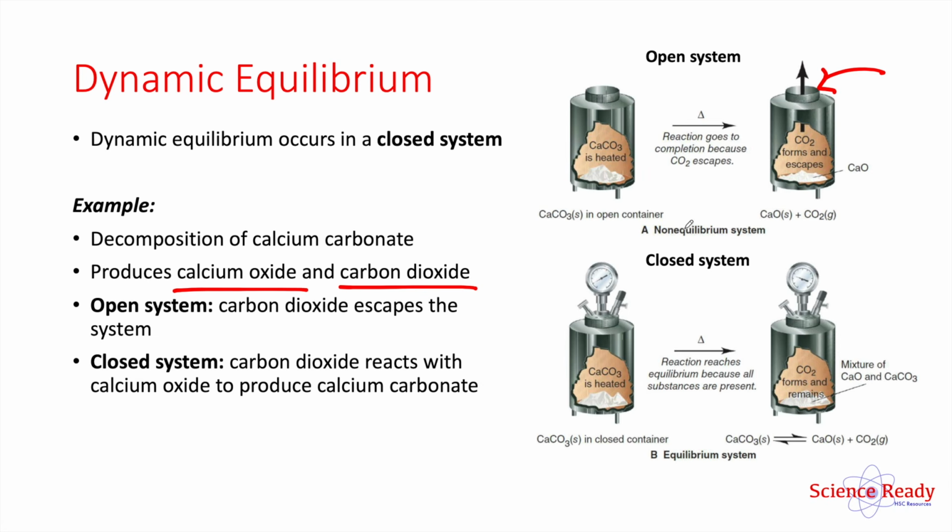In contrast, in a closed system, if we tightly seal the container, the newly produced carbon dioxide will remain in the container, and therefore it is able to react with the calcium oxide to reproduce the calcium carbonate. So in an open system, we cannot have an equilibrium. In a closed system, we can have a dynamic equilibrium.